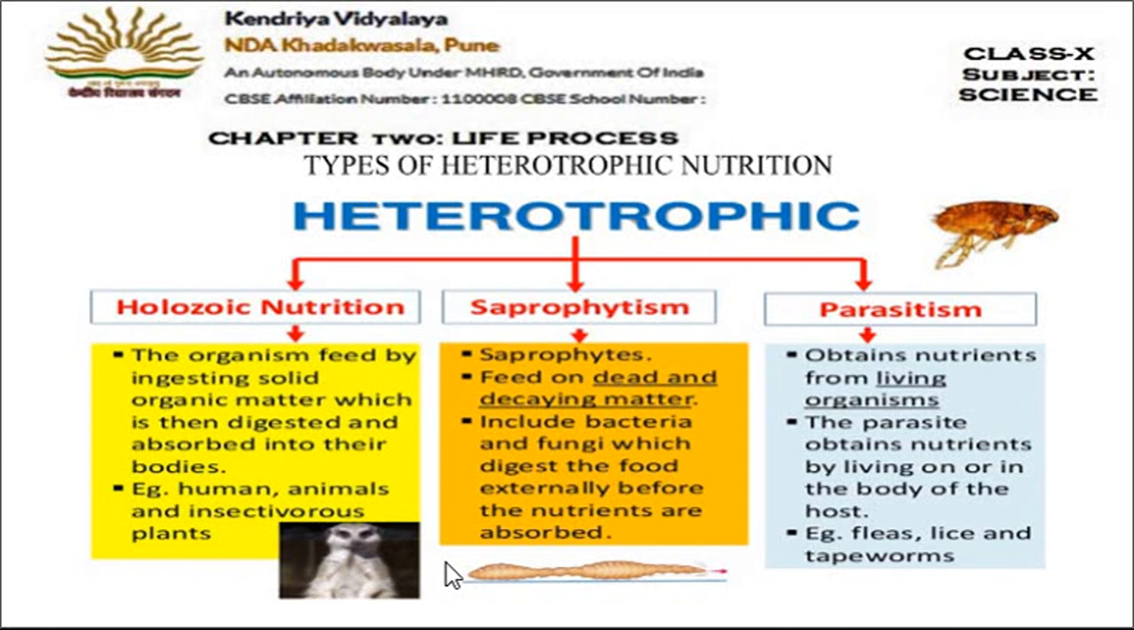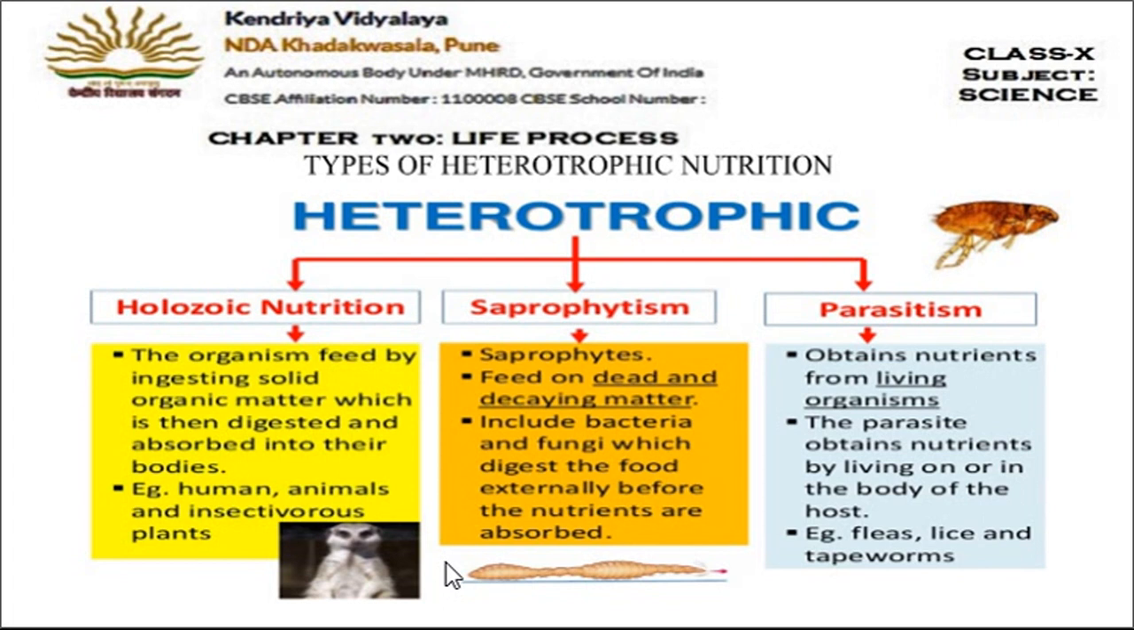Then saprotrophic nutrition. In saprotrophic nutrition, the organisms depend on dead and decaying matter for their food. For example, some bacteria and fungus digest the food externally before the nutrients are absorbed. They digest the food outside, they break the food outside and then absorb the digested food. Okay. Then in parasitic nutrition, the organism obtains the nutrients or food from other living organisms. So there is a difference between saprophytic and parasitic. In saprophytic, organisms feed on dead matter, whereas in parasitic, they feed on other living organisms.